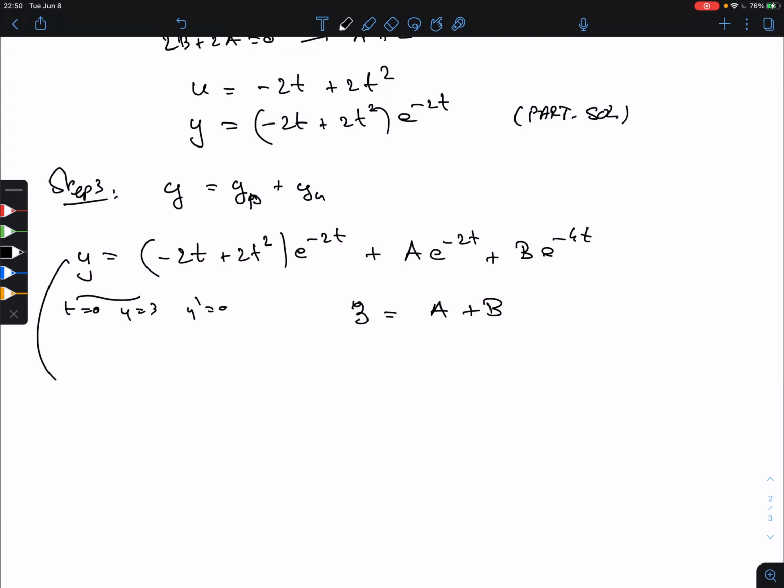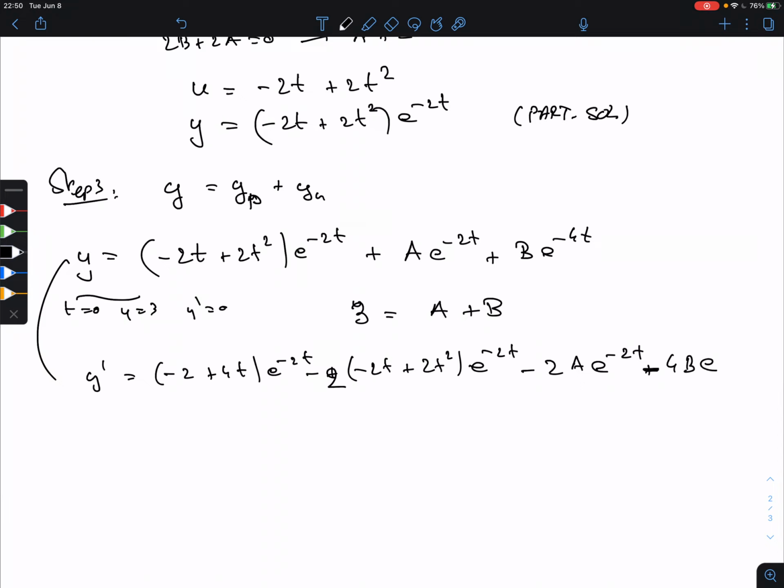So we have to take the derivative now. That's a bit of a nuisance. So y prime: we take the derivative of the first one, that is minus 2 plus 4t, e to the minus 2t. Then copy the first and take the derivative of the second, that is a minus 2 e to the minus 2t. And we get a minus 2a e to the minus 2t, and a minus 4b e to the minus 4t. That's the derivative. And now we plug in t equals 0 and y prime equals 0.